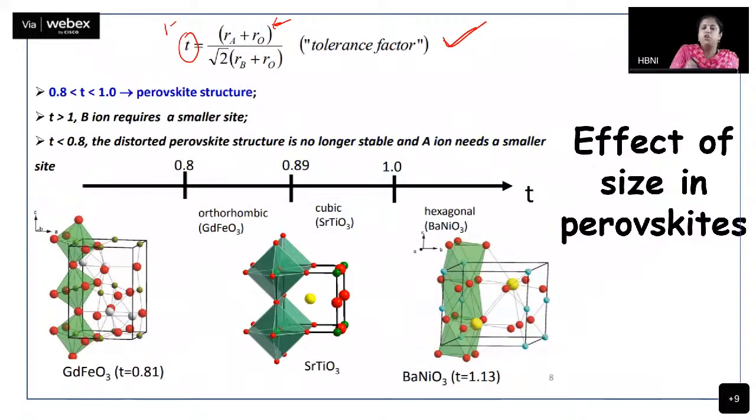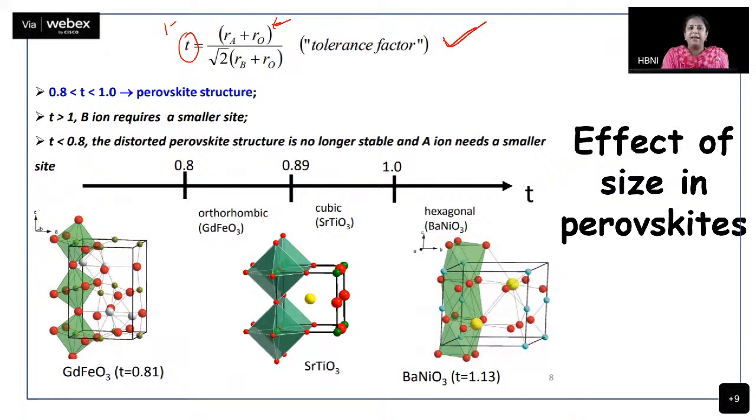And if your tolerance factor lies between so and so, you have cubic. If it lies between so and so, you have orthorhombic. Beyond that, you have hexagonal. Beyond that, you have C-type and ilmenite. And higher than one, you have hexagonal. I'm only trying to give you a physical picture. Actually, what happens? Why does symmetry reduce?